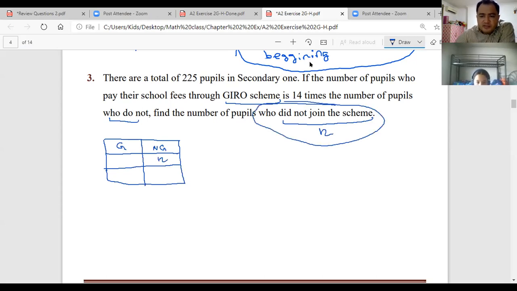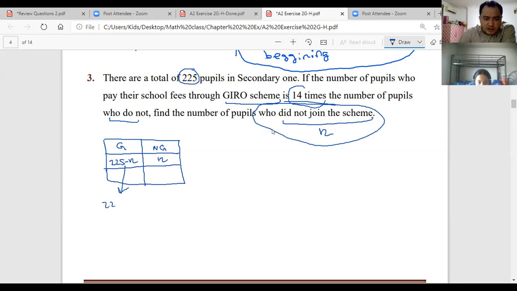If the number of people who didn't join the team is N, how many people left? Or how many people paid their school fees through G, zero, since altogether we have 225 people? It's 225 minus N. So it must be 225 minus N. And in the question, it's saying that if the number of pupils who pay their school fee through zero is 14 times. I'm just translating this.